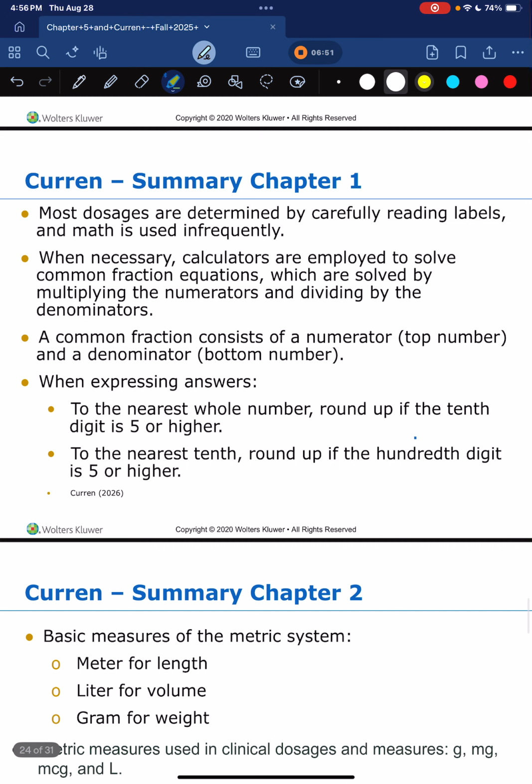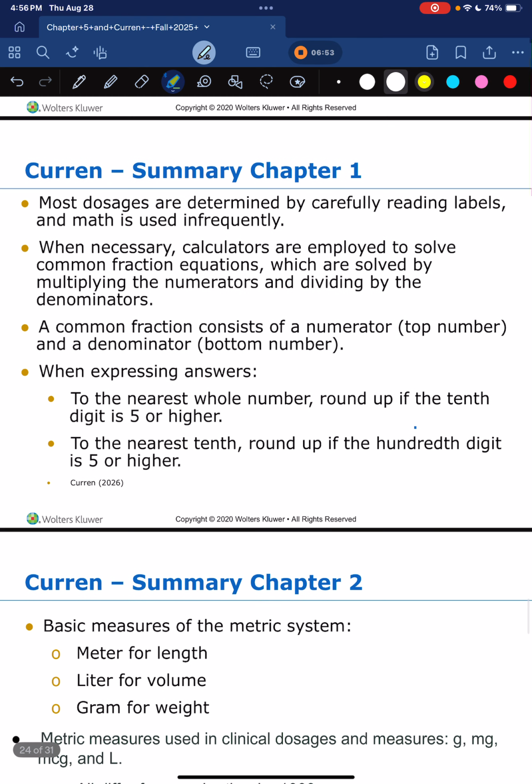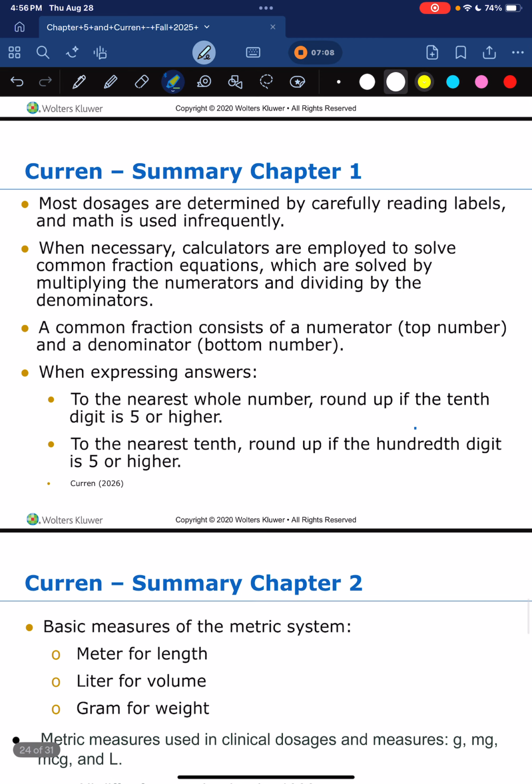Would it be like extended release? Yes, extended release, things that can't be split, crushed, divided. So extended release tablets, capsules that have the little beads inside. You can break open the capsule and all the little beads are inside. You can't deal out those beads to give a half of one of those. What else?